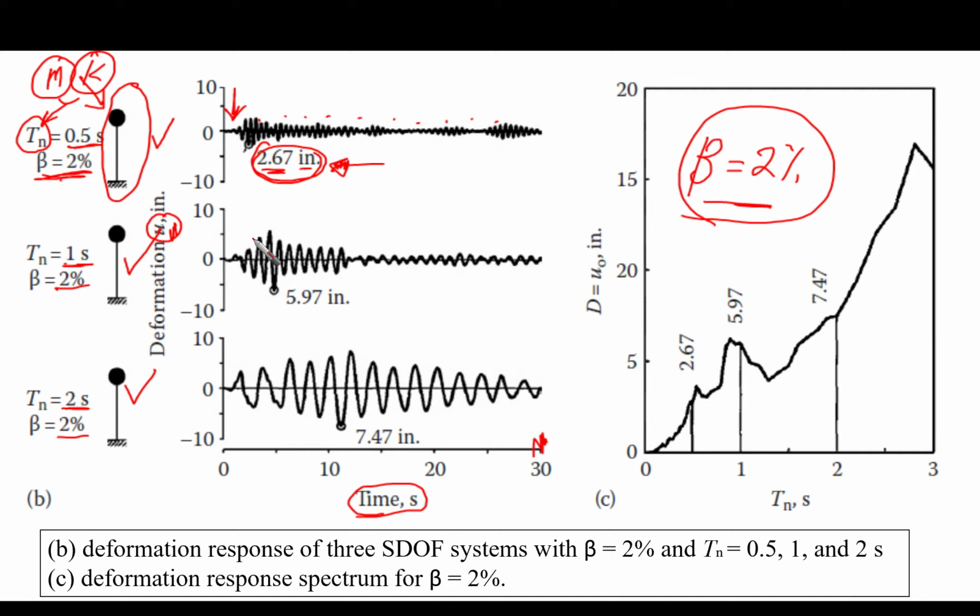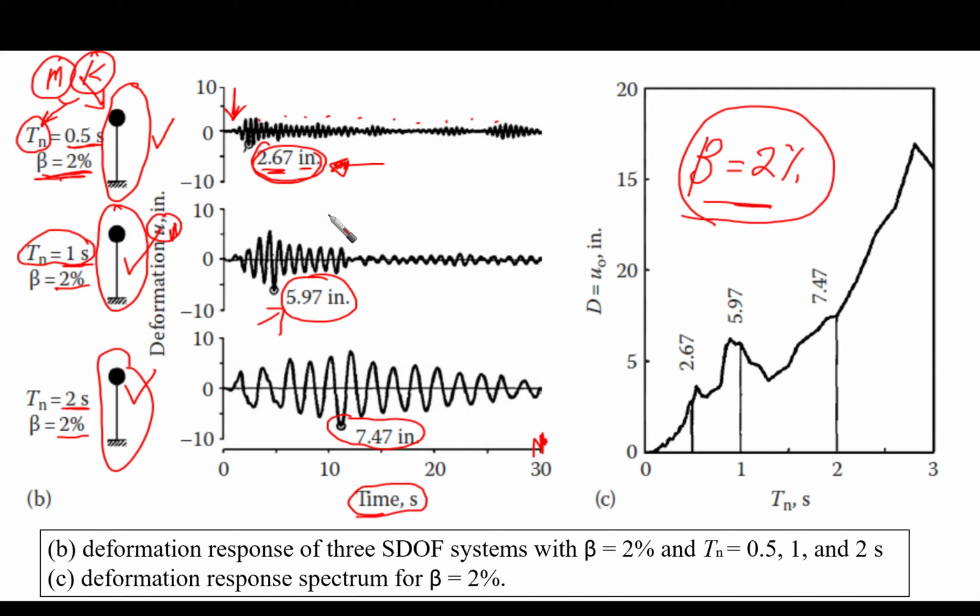Now let's go to the second part, which is the second system. We are going to use this system with Tn equal to 1, and we are going to make a linear time history analysis, plot the deformation at each point of time along the 30 seconds, and look at the peak value. We found it to be 5.97. Similarly, we do it for the third system with 2 seconds, and when we plot the deformation at each point, we found one peak value, which is 7.47.